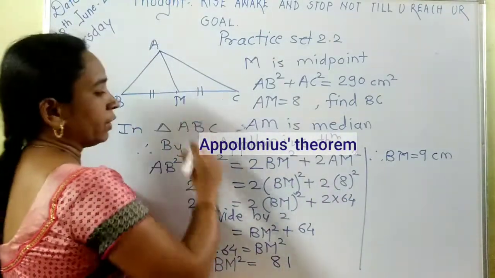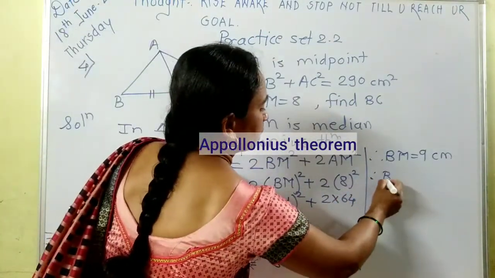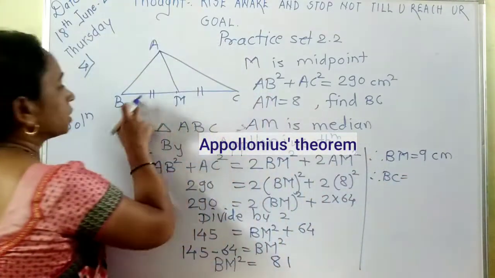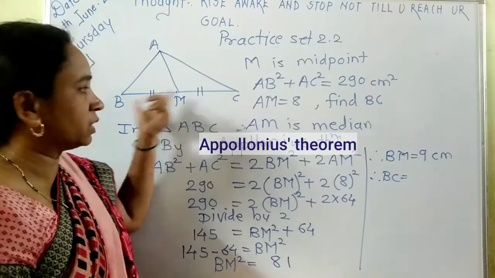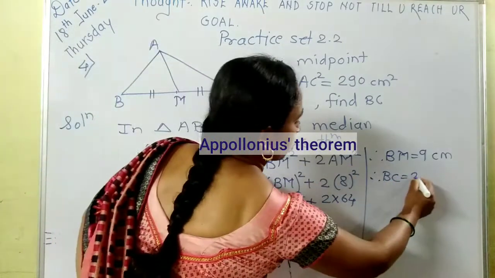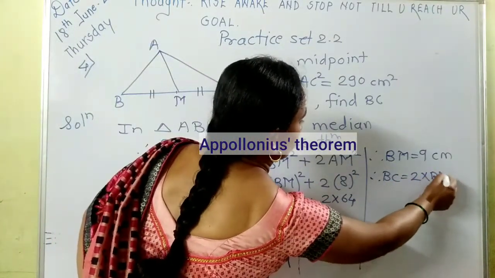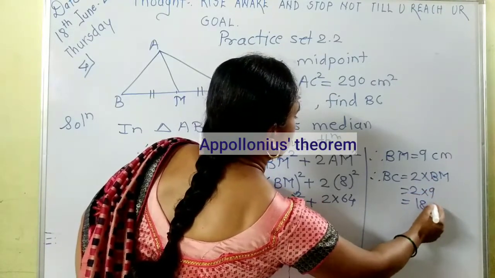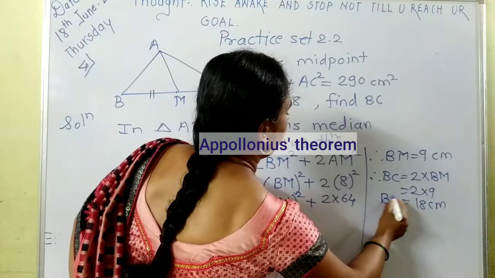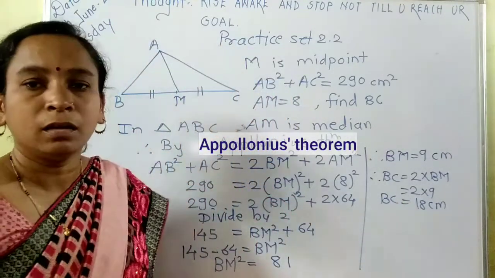But we want to find out BC. Therefore, BC is nothing but double of BM. Why? Because BM is a midpoint. So BC's value is double of BM. So twice BM, so 2 multiplied by 9, that means 18 centimeters. So BC's value we have got is 18 centimeters.